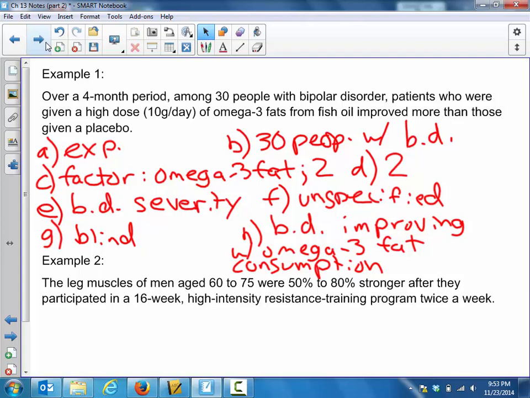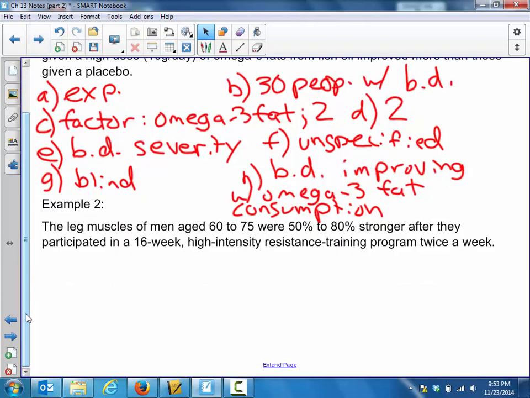We cannot, and this is good to talk about, we cannot generalize to the population at large because we only looked at people with bipolar disorder. We can, however, know that omega-3 fats have actually improved their bipolar disorder. Okay, so that's a cool result. All right, let's go on to example 2 here.